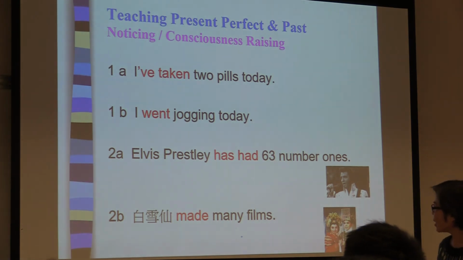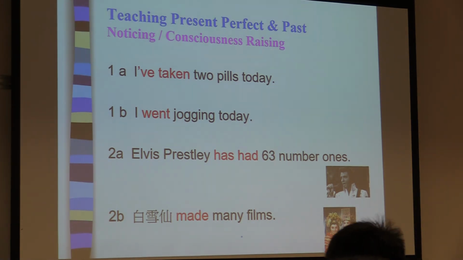And then how about 2A? Elvis Presley died many years ago, in the 70s, I think, 1970s. But you say he has had 63 number 1s. Present perfect? Assuming that he's still alive? But he's not.